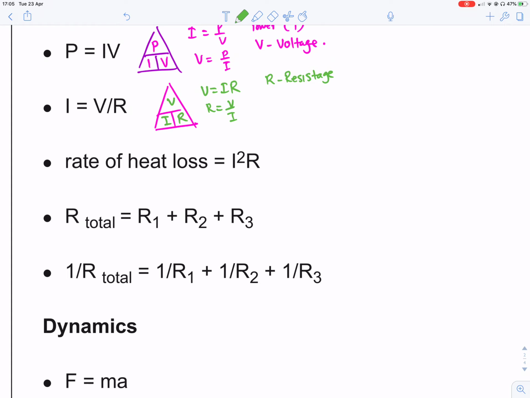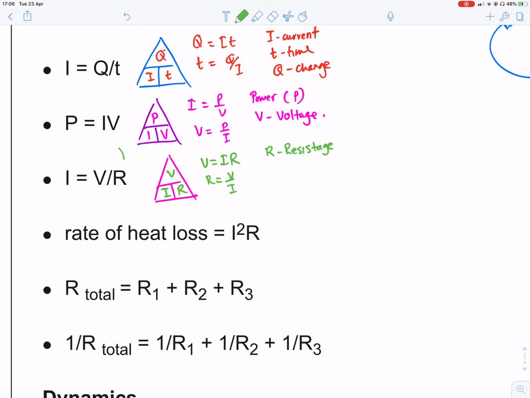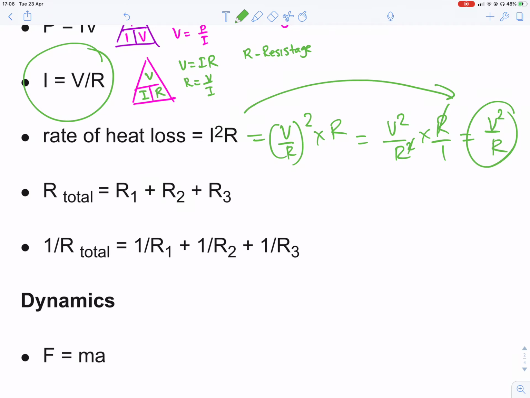Then heat loss is I squared R. So heat loss is I squared times R, which means just the current squared times R. Okay, but if you wanted to substitute for I, and we know that from this equation, I is V over R. So you can say I is V over R squared times R. Gives you V squared over R squared times R. Then you cancel the one R and you remain with V squared over R. So this is also equal to V squared over R.